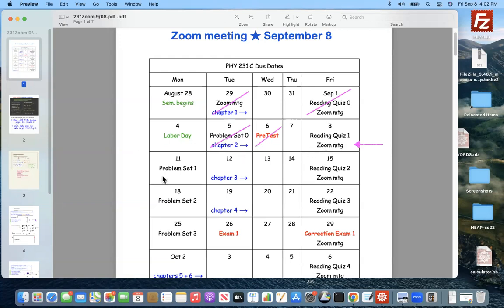So we're working on chapter 2. There's reading quiz 1, which is the reading quiz for chapter 2, and that's due at the end of today. Most people have already finished it. And then there's problem set 1. That's the long set of homework problems from chapter 2. And that's due at the end of Monday next week.